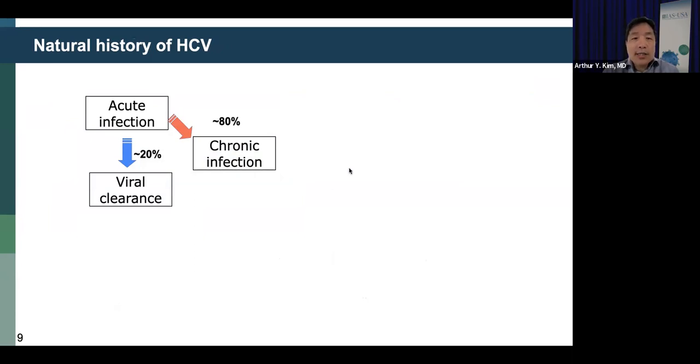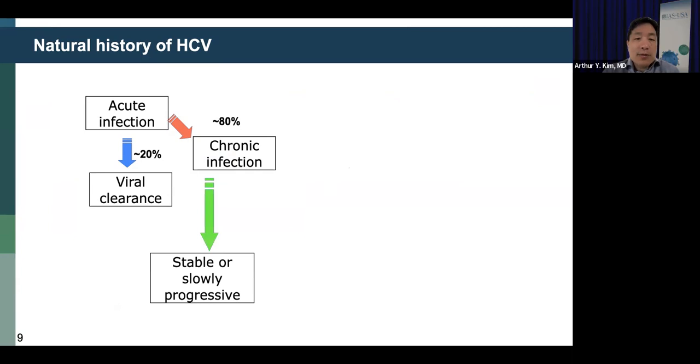If they go on to chronic infection, which is in classic textbook ratio 4 out of 5 individuals, many will have stable or slowly progressive liver disease for a long time, and may, if you left them alone, not suffer liver consequences. However, a good proportion do move on to cirrhosis. A rule of thumb may be around 20% over 20 years. And so the longer you have hepatitis C, the more you're at risk.